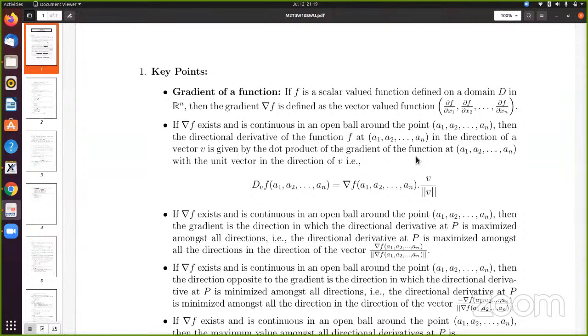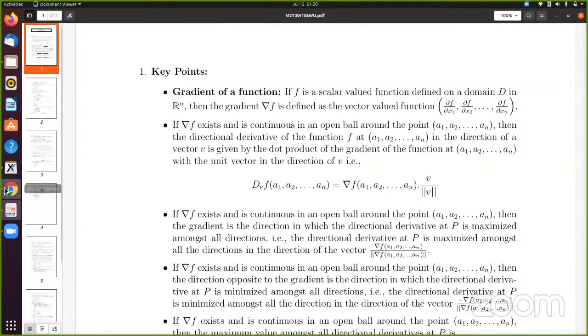So can you tell me where this gradient vector will be? What is the direction of this gradient vector? Any idea? Perpendicular to the plane of the surface. Perpendicular, not the plane of the surface, perpendicular to the tangent plane at that point, right?